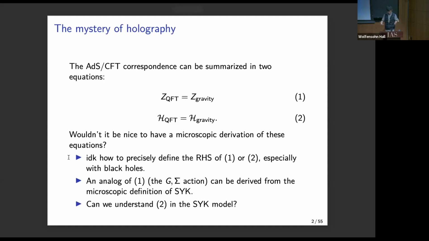Now, that motivates the question of whether we can understand the second equation in SYK. Right? The second equation is, in a large part, the topic of the It from Qubit.